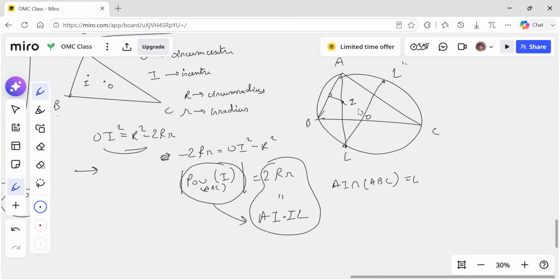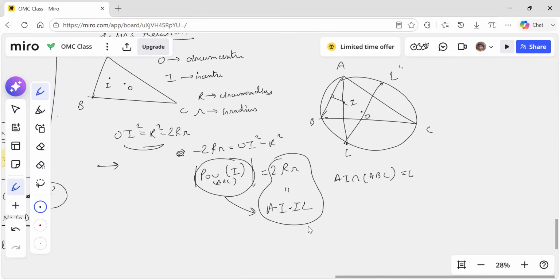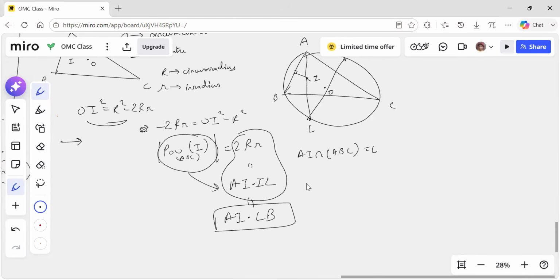Do you all know the incenter-excenter lemma? LB equals LI equals LC, and LB is centered at L. So I can replace LI with LB, right? This is still equal. And now what is AI? AI is nothing but, if you look, this angle is A by 2, and this is the inradius r. So AI is nothing but r by sine A by 2. And what is LB? LB is nothing but 2R times sine A by 2. This is from sine rule.